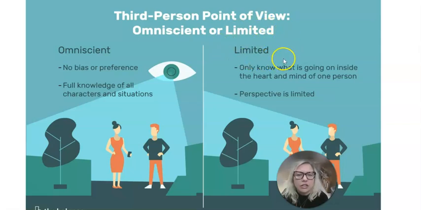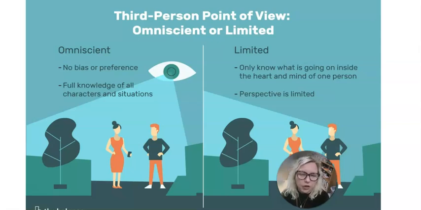limited omniscient third person narrator only knows what's going on inside one person, and maybe it's two, but for the most part we're just inside of one person's head, and so the perspective is limited. So we're just inside dude's head here. Now it's a lot like first person in that respect, right? But third person is really still using the she, he pronouns.